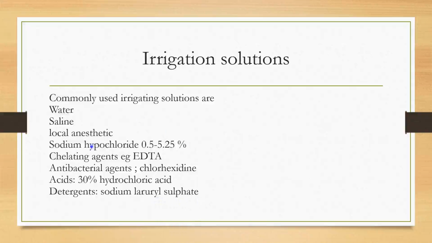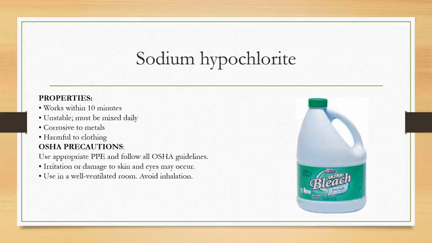So the most commonly used ones are sodium hypochlorite, chlorhexidine, and hydrogen peroxide. I forgot to put it there, but we also use hydrogen peroxide. But if you don't have it, you can just use saline or even water, or even the local anesthetic can be used. The sodium hypochlorite, you have to know how to mix it, 1:3. So your assignment is to tell me, how do you mix it for root canal treatment?